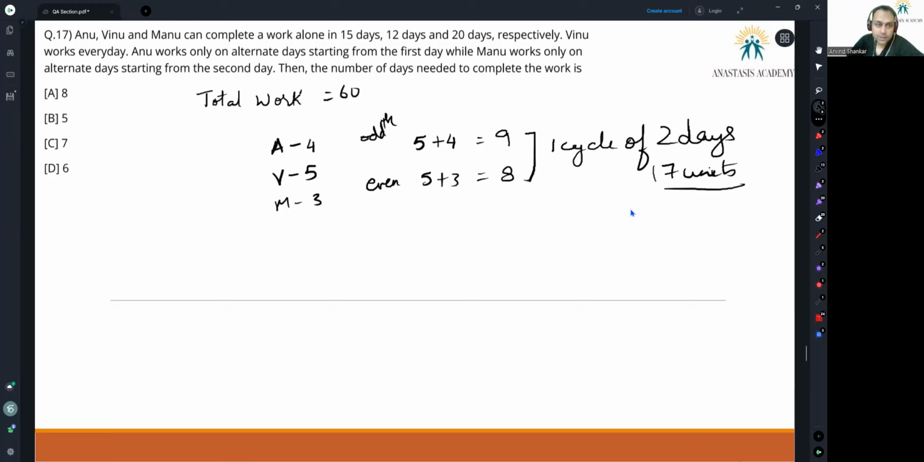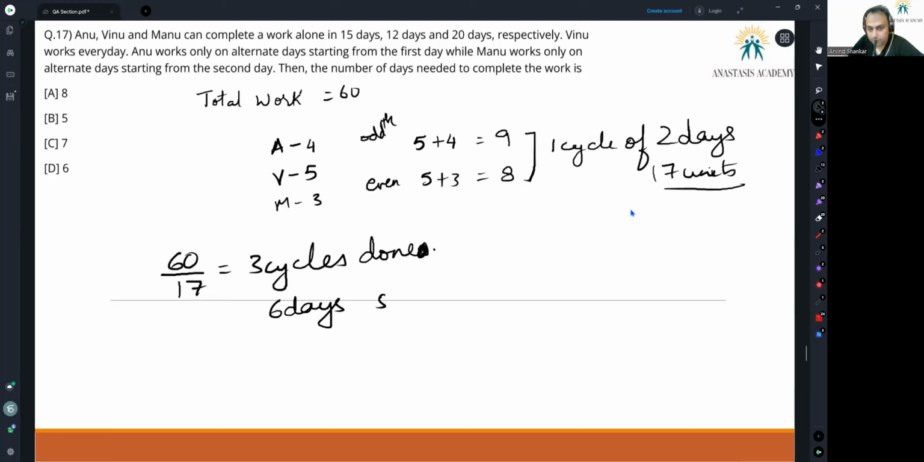Then the number of days needed to complete the work: in one cycle of 2 days, 17 units of work is done. Total work was 60. 60 by 17 gives me 3 cycles complete. 3 cycles done. So far, in 6 days, 51 units would have been done.